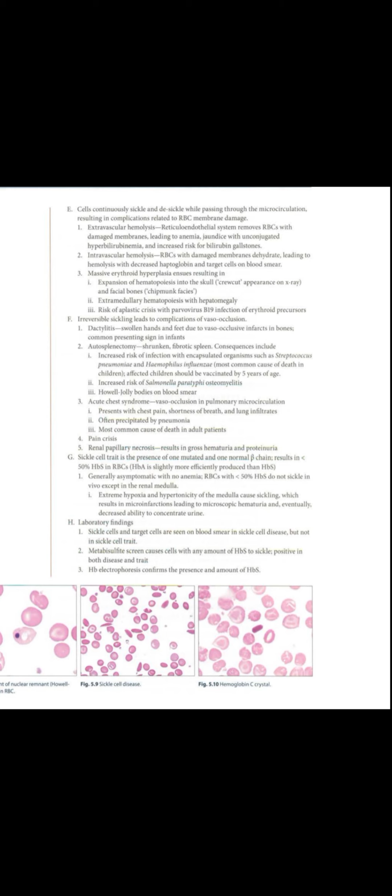Lab findings: sickle cells and target cells are seen on blood smear in sickle cell disease, but not in sickle cell trait. Metabisulfite screen causes cells with any amount of HbS to sickle, positive in both disease and trait. Hb electrophoresis confirms the presence and amount of HbS. Disease: 90% HbS, 8% HbF, 2% HbA2, no HbA. Trait: 55% HbA, 43% HbS, and 2% HbA2.